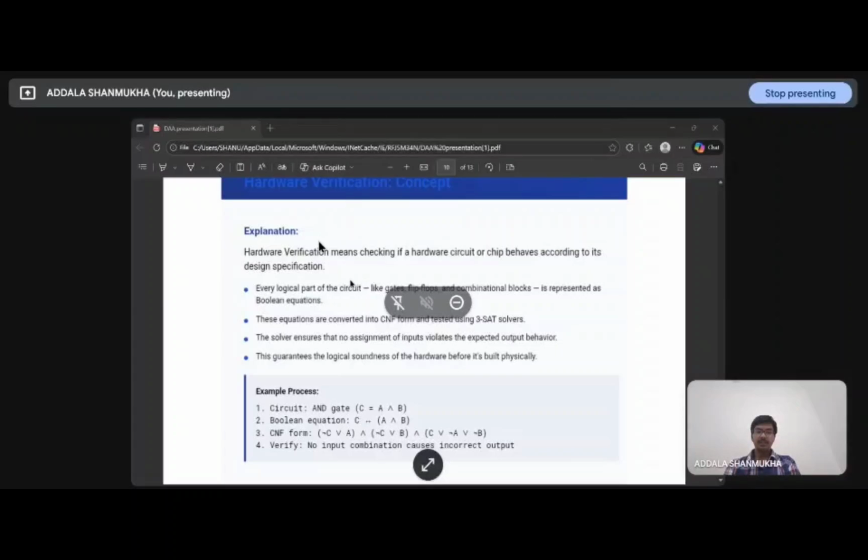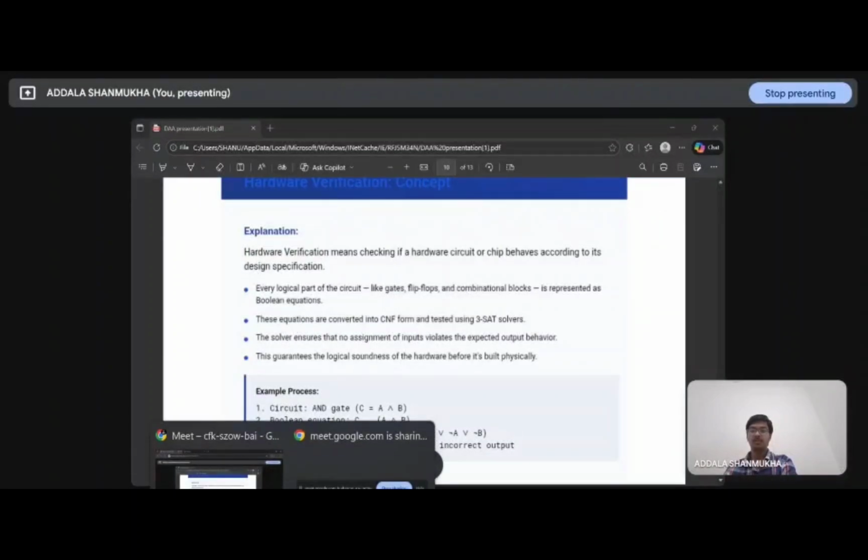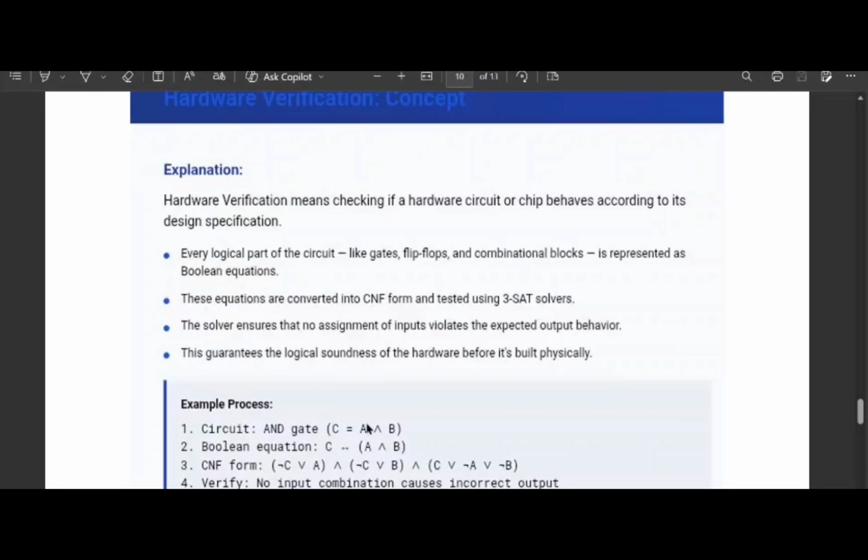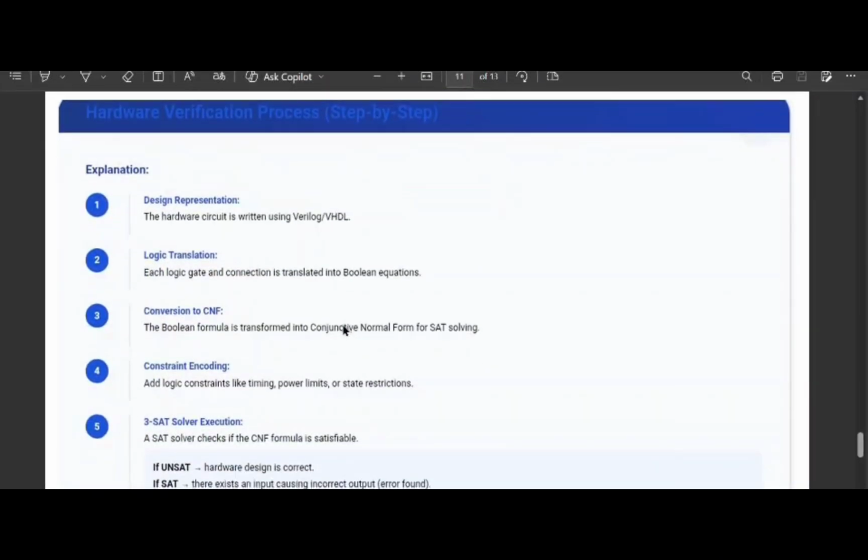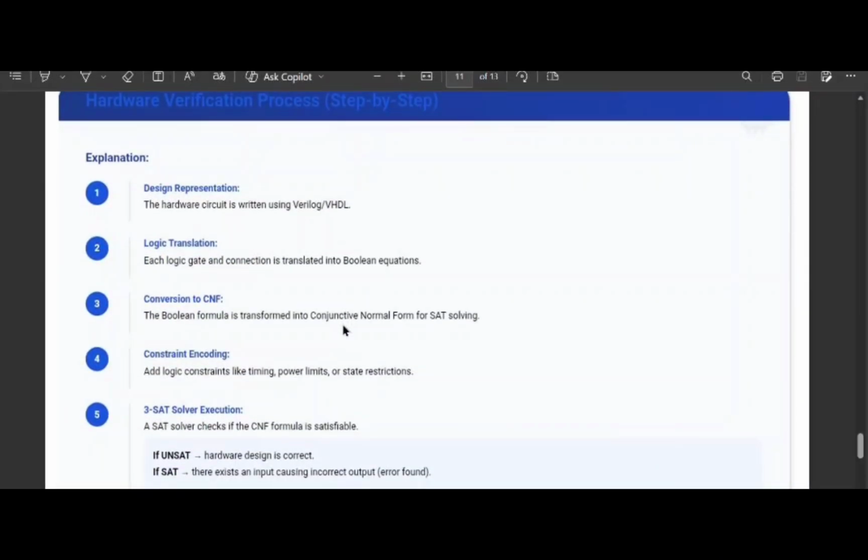Now let us deeply understand the entire hardware verification process with a problem-solving approach. So let us see that. How do we verify a full hardware design step by step, from HDL code to UNSAT result? Design representation. We begin with HDL code, VHDL code.